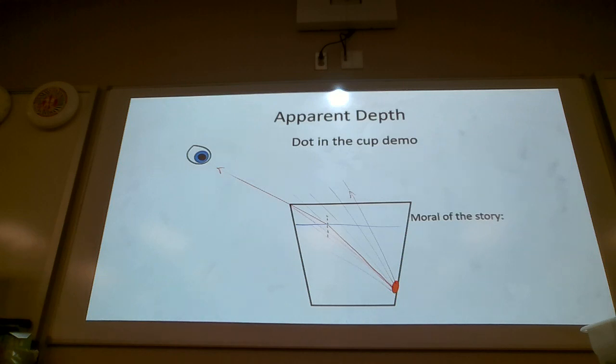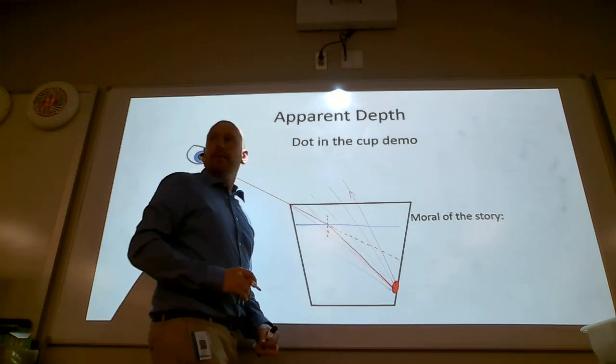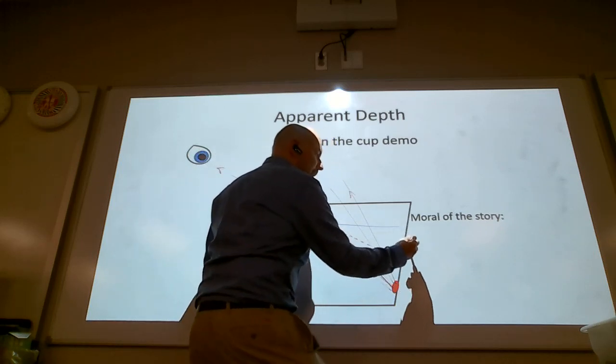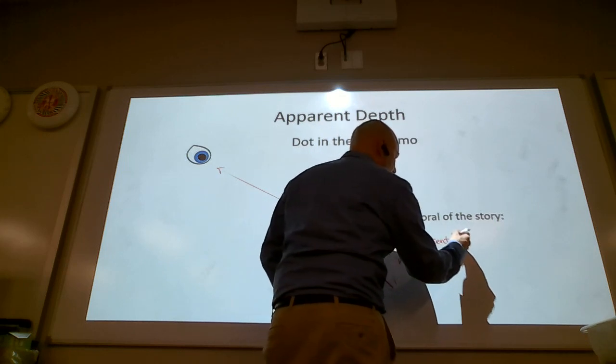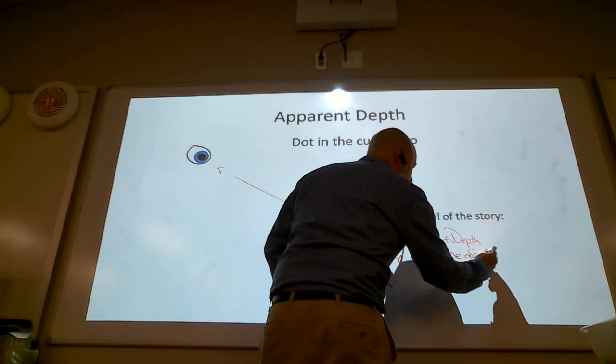Now, here's the catch. When we see things in life, I see the marker sitting on the desk. I assume it's there because I see it's there. It's not like I go, oh, shoot. Imagine if you just did that. We always assume light goes in a straight line path. We never really think about light bending. So we think the dot is right there, as if light didn't bend and took a straight line path. This is the apparent depth, where the object appears to be.